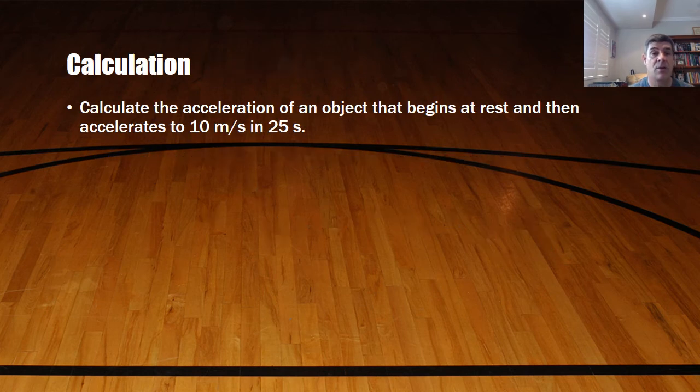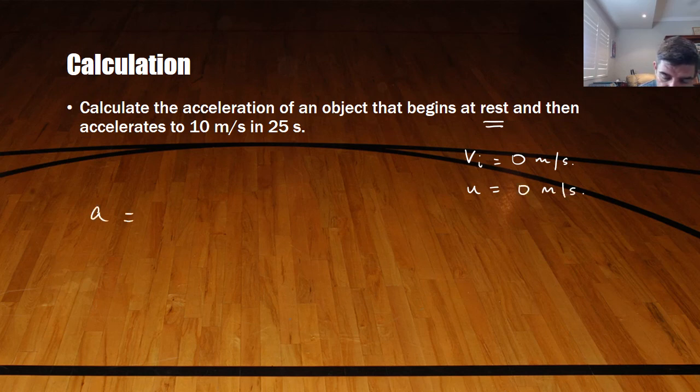So let's just look at a quick example before we go. We want to calculate the acceleration of an object that begins at rest and then accelerates to 10 meters per second in 25 seconds. This is an important word. Rest means that the initial velocity is equal to 0 meters per second. I should also point out often the symbol U is used for initial velocity. Either way, meters per second.